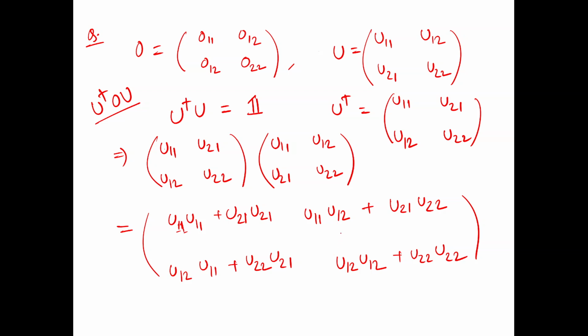So we have two conditions here. The diagonal items have to be 1, and the off diagonal elements have to be 0. So how can we get this?